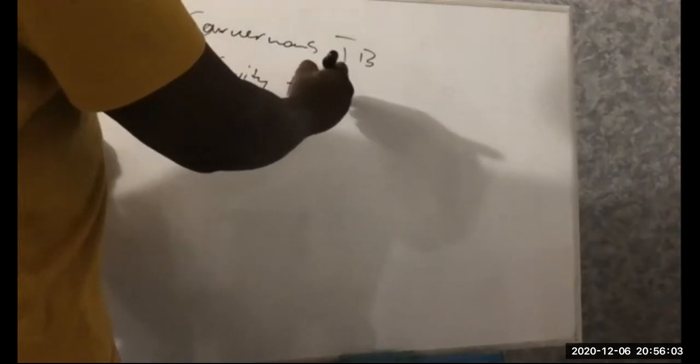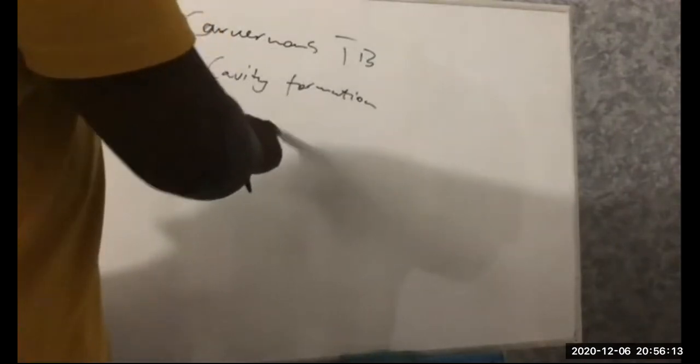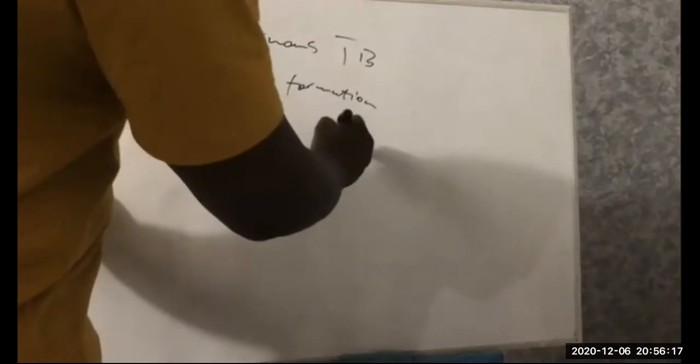So first of all, what are the key words that you have to look for? Cavity. Cavity formation. So once you see cavity formation, then you think of cavernous TB. Now, you can have acute cavernous or chronic cavernous. Now, how do you differentiate between the acute and the chronic cavernous?